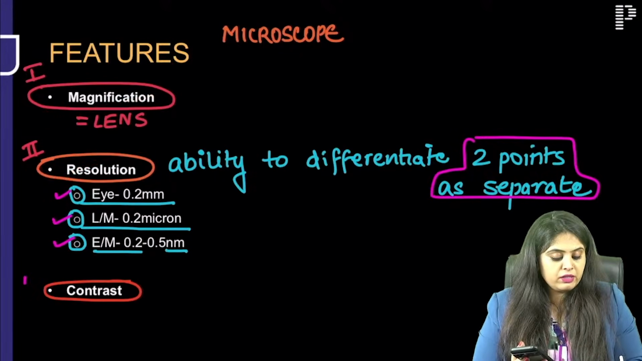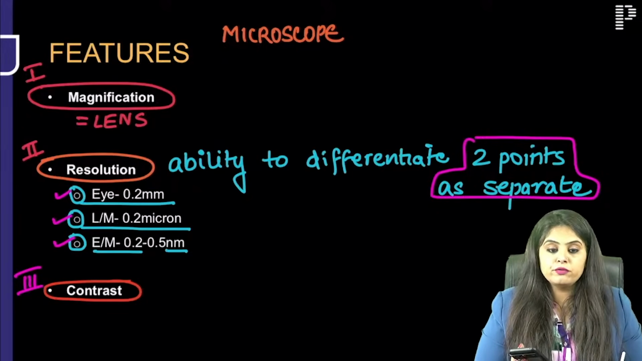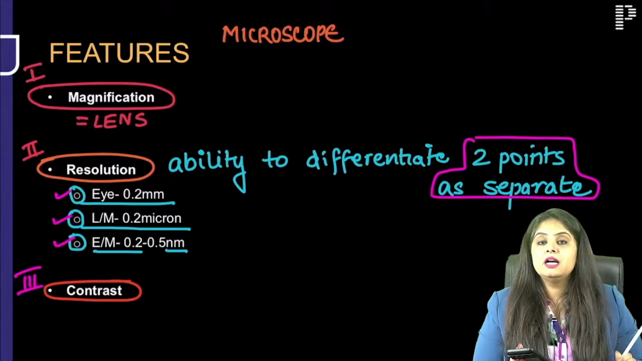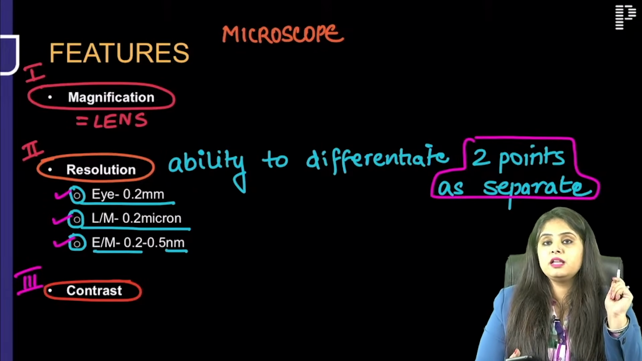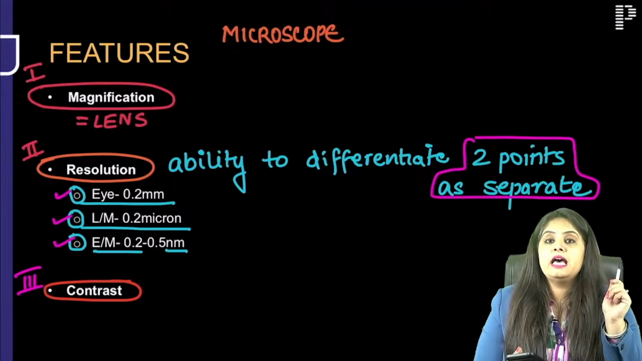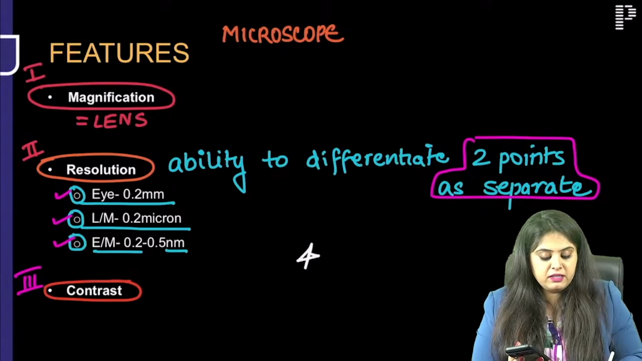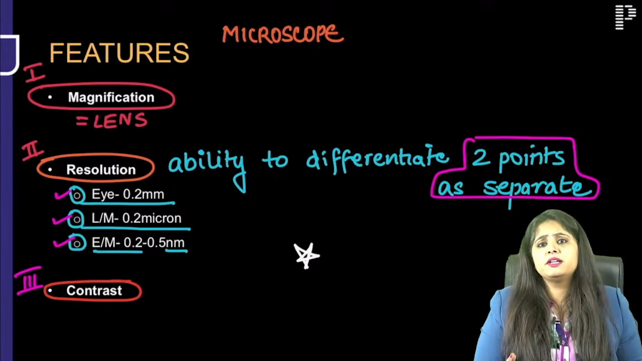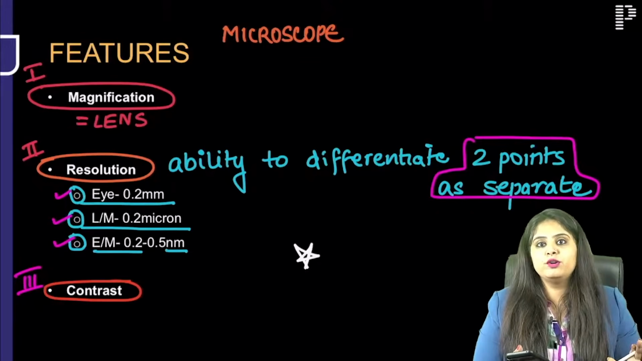But there is no microscope which can work without contrast. What is contrast? For example, what is the background color of the PPT that all of you are seeing right now? It is black, right? If I write with a white pen, all of you can see it, ma'am, you have created contrast. The background is black and you are writing with white. So this is going to be a contrast.